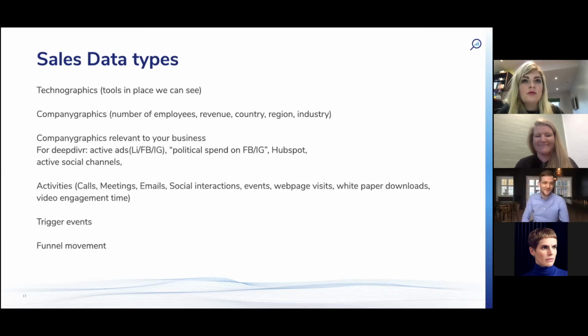Thermographics. I call it company graphics. It's the same thing. And of course, figure out what is important for you. For Deepdivr, it could be how many active ads they have running on LinkedIn, Facebook, Instagram.